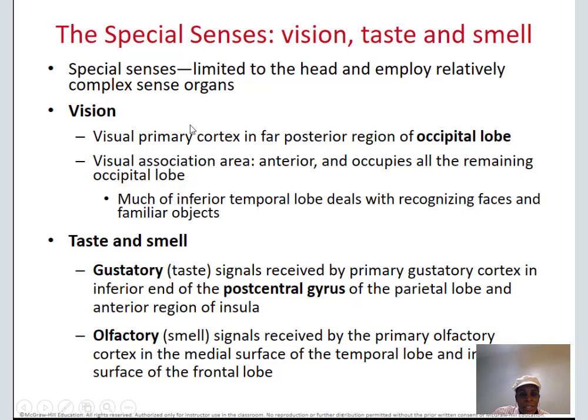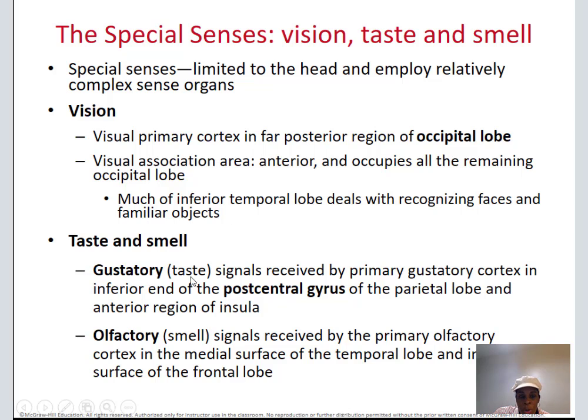What about the spatial senses? Vision, taste, and smell. The vision we talk about is occipital lobe. These are spatial senses because they are done by spatial organs, limited to the head, right? So what about the taste and smell?